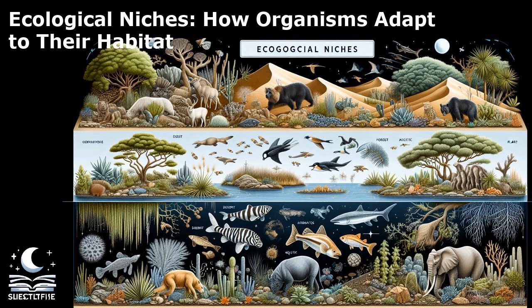environments by developing succulent leaves and stems to store water. These succulent plants, such as cacti and agaves, have evolved specialized tissues that allow them to survive in dry conditions where water is scarce. Additionally, marine organisms have evolved unique adaptations to withstand the extreme pressures and temperatures of the deep sea. Deep-sea fish, like the anglerfish, have bioluminescent lures that attract prey in the darkness of the ocean depths.